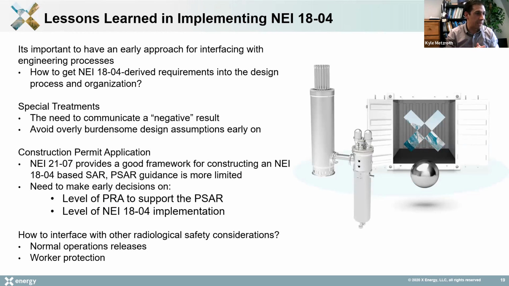Lessons learned in implementing 1804. It's really, really important to have an early approach for interfacing with engineering processes. There's a risk of siloing that's very real, and a risk of not being able to get the great insights that NEI 1804 can give if you don't flange up with the engineering processes in the right way, in an early period. So it's really important. Get things into requirements, into the requirements management system. That's the language the engineering team usually speaks in, and find a good way of doing that in a graded way as you go from conceptual, to preliminary, to detailed design. It's extremely important for communicating things to the engineering team.